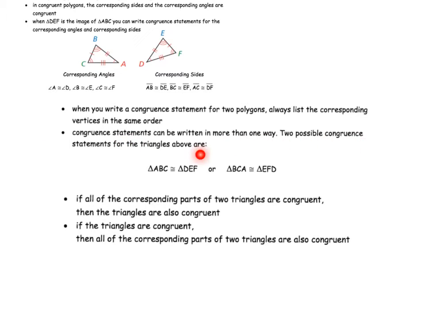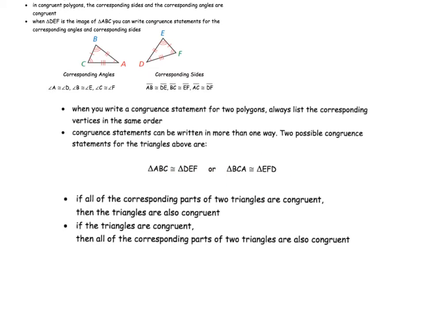Two possible congruence statements for these two triangles above are triangle ABC. So notice what we're saying here is that you have to match it. Angle A, since I put the letter A first, has to match with the angle that corresponds to it, which is D. Then I put B second, so B has to correspond with the angle in the second triangle that's the same to it, which is E. So that's why the order matters. So triangle ABC is congruent to triangle DEF.